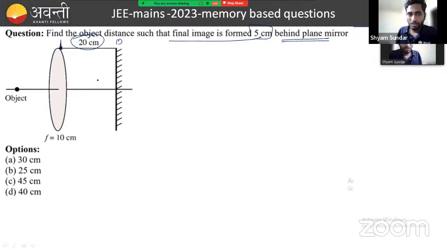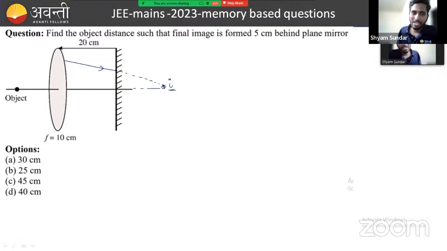Suppose the light is incident like this, from this object it is incident like this, and after that it is incident like this. It is going behind the mirror, and at this point it forms the image. But it is a plane mirror, so it will be reflected back like this. Here the final image will be formed. This is actually a real image. This is at 5 centimeter.